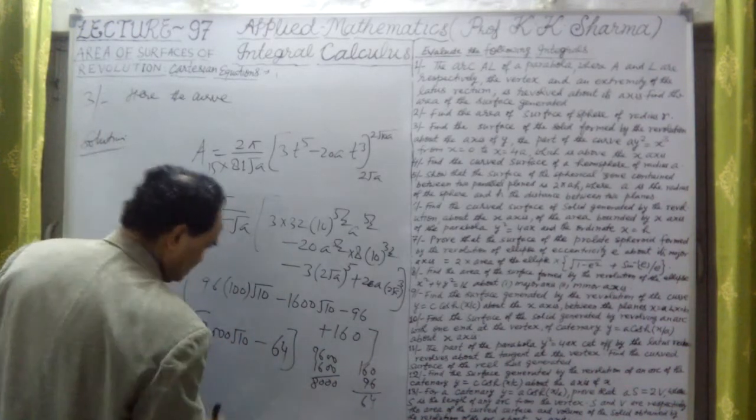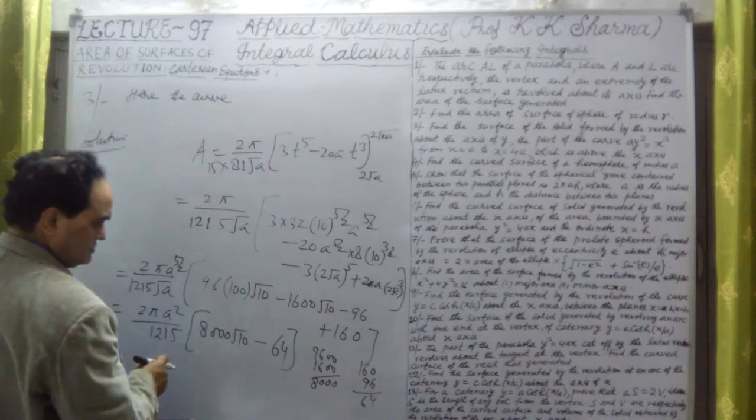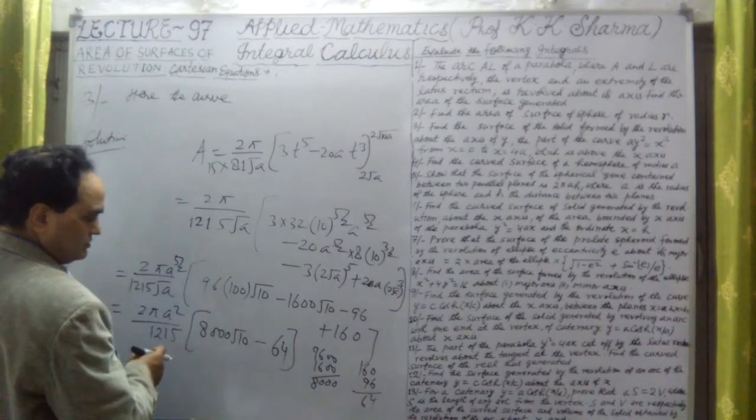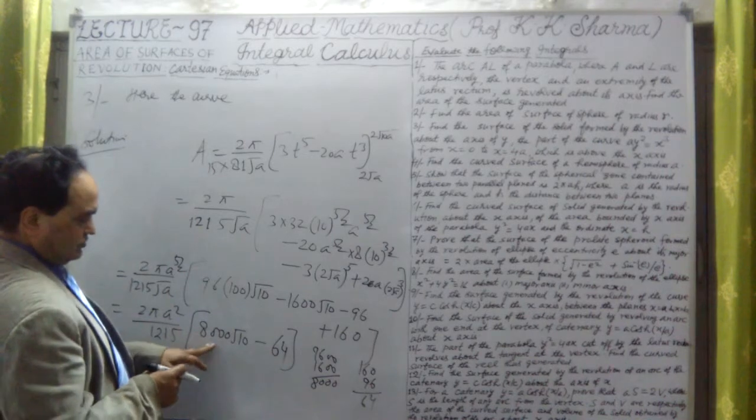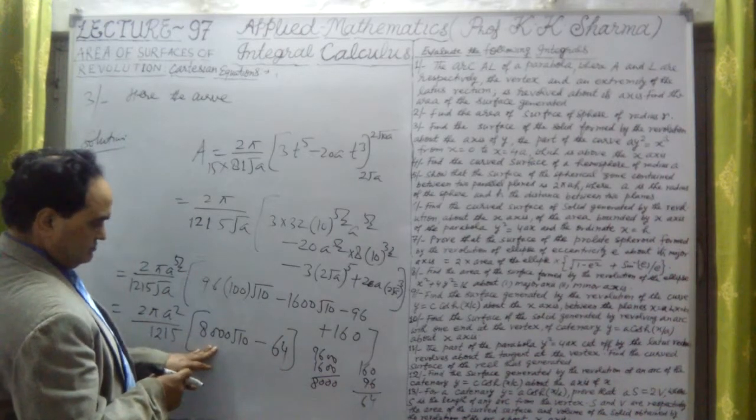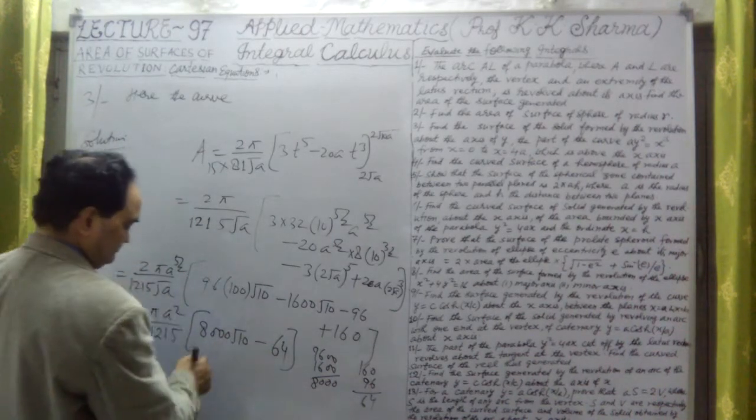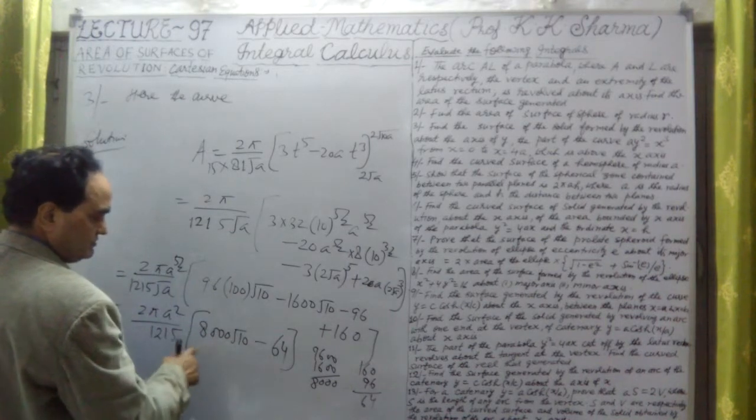Now something can be taken common. 8 can be taken common, and 16 can also be taken common. If I take 16 common, then 16 times 5 is 500.